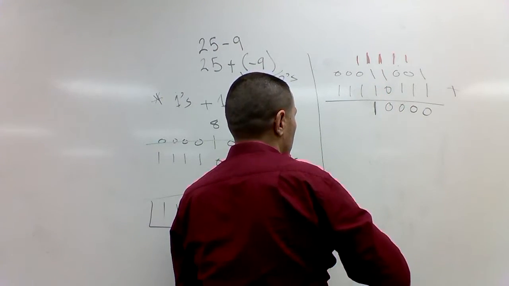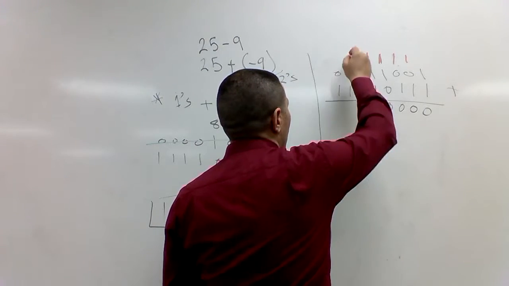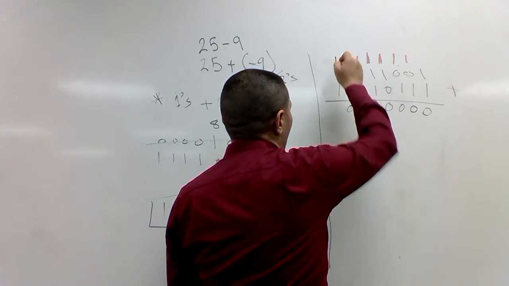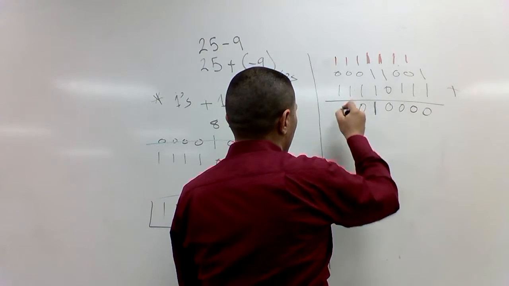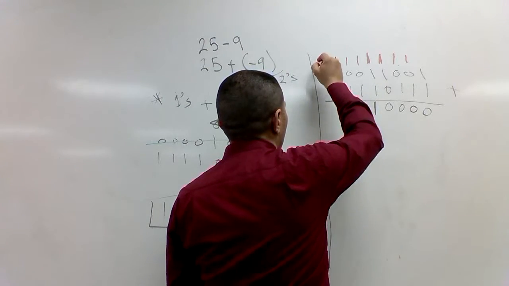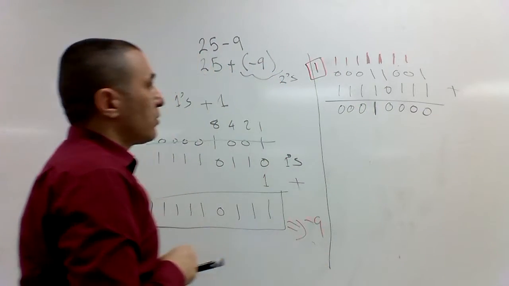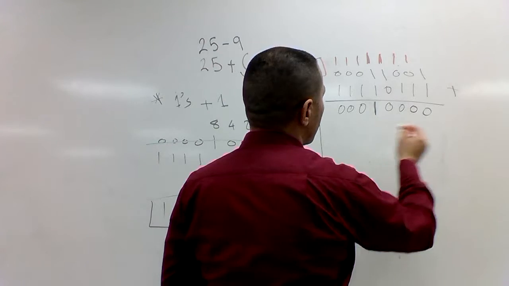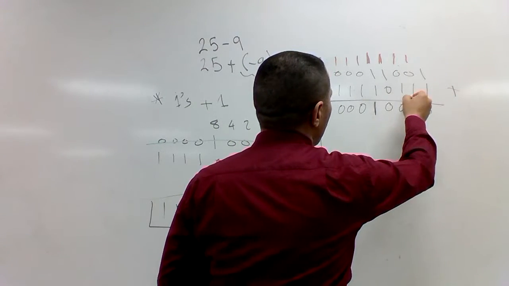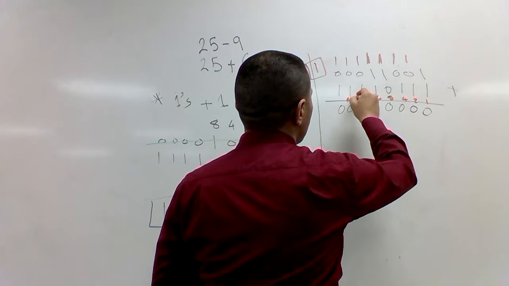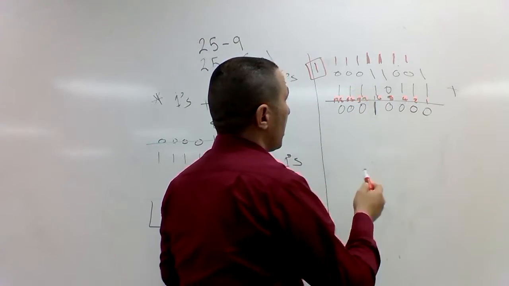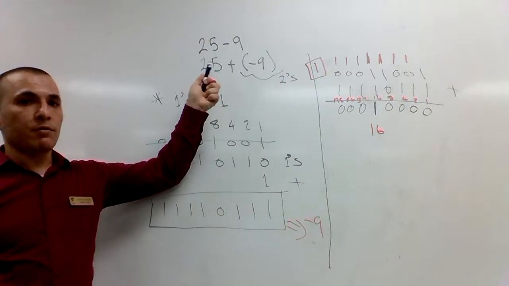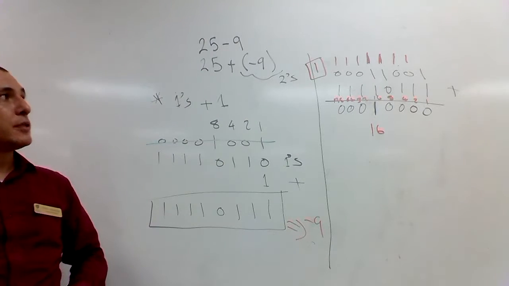This is going to be what? 0, 1, 0, 1, and I have 0 and 1, which is going to go to the flag register. What's this? 1, 2, 4, 8, 16, 32, 64, 128 is what? 16. 25 plus negative 9 is 16.